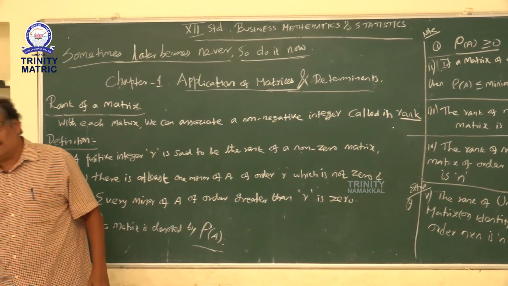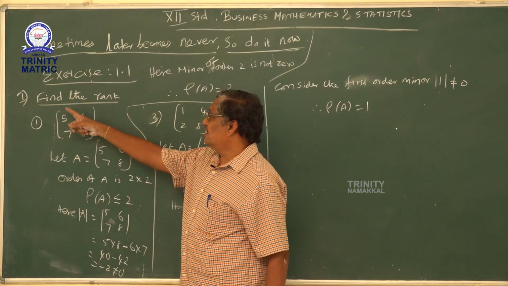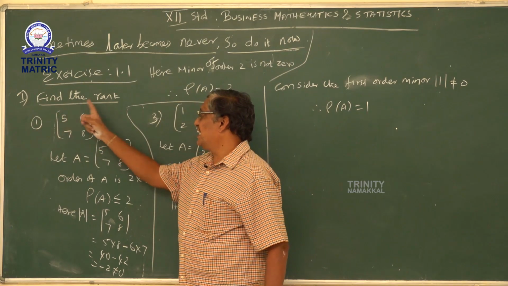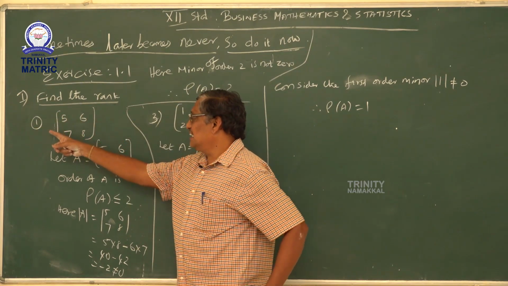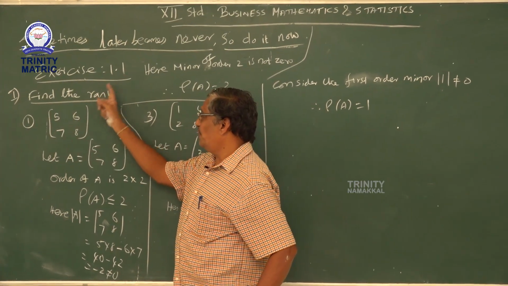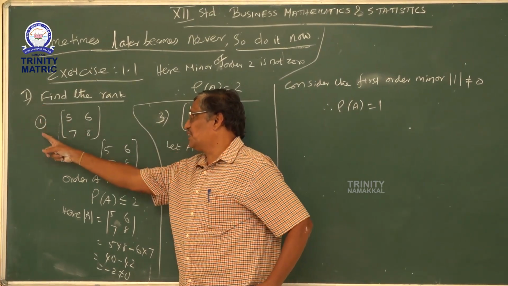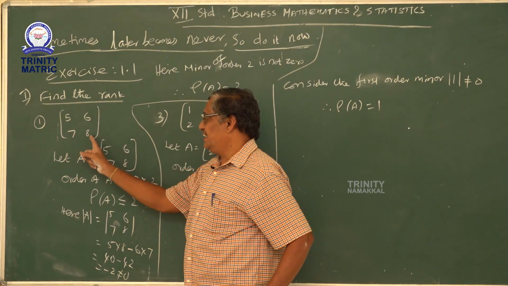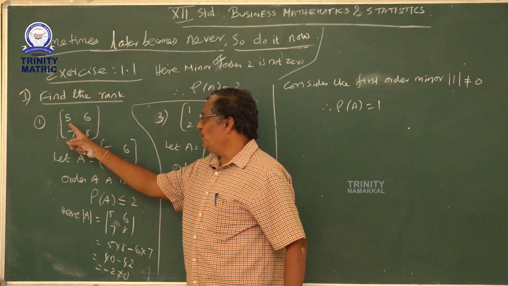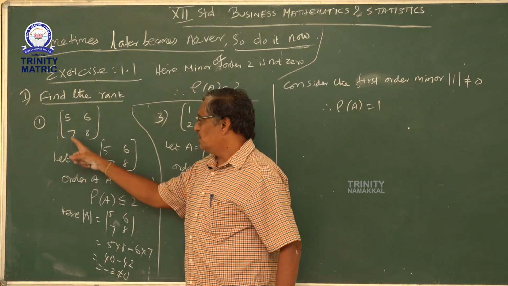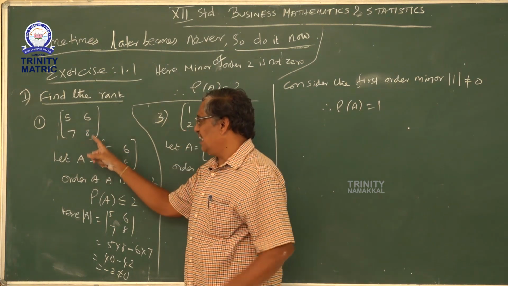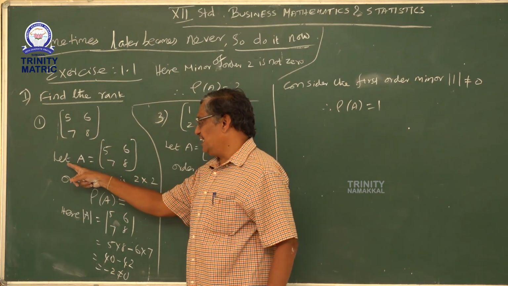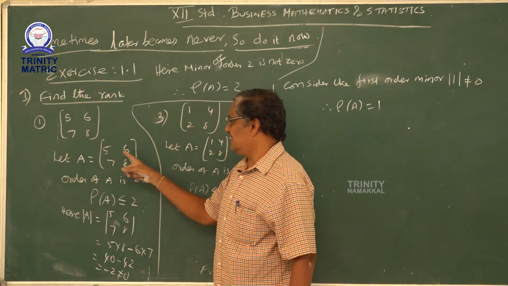Next, we will see sums on how to find the rank. For Exercise 1.1, I am writing the first sum. Find the rank of the matrix 5, 6, 7, 8. That is a 2 by 2 matrix: 2 rows, 2 columns. The given matrix is named with a letter, normally A. Let A equal 5, 6, 7, 8.